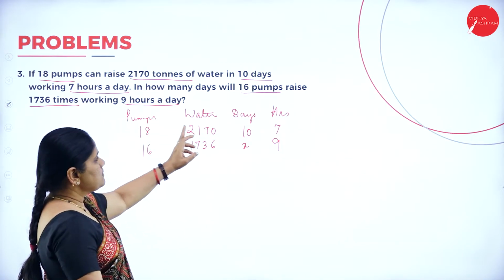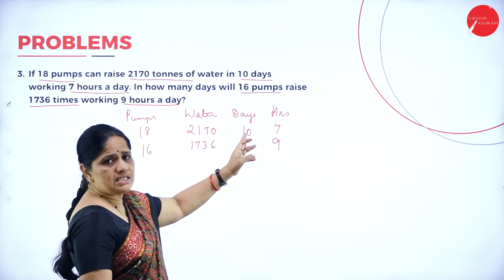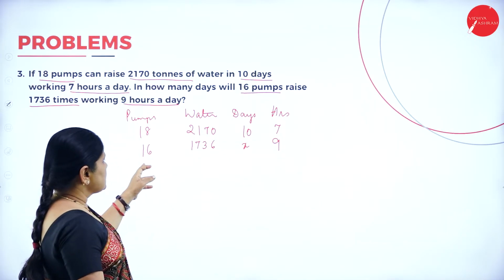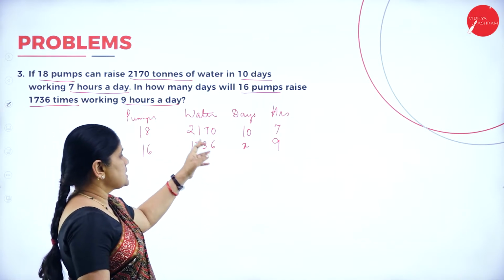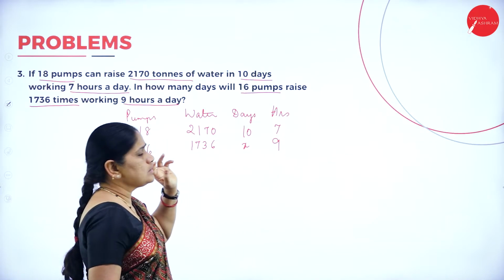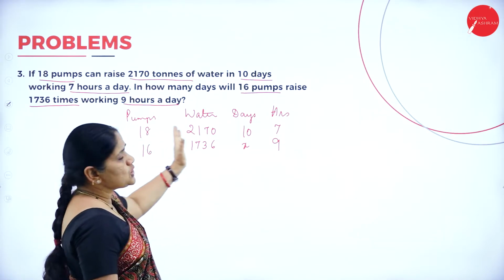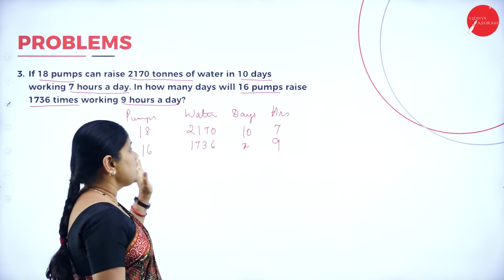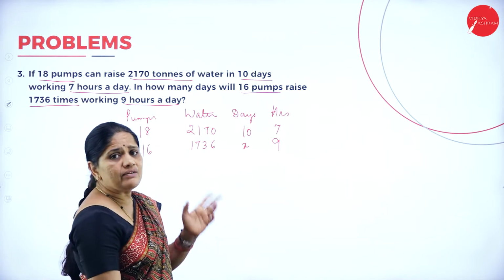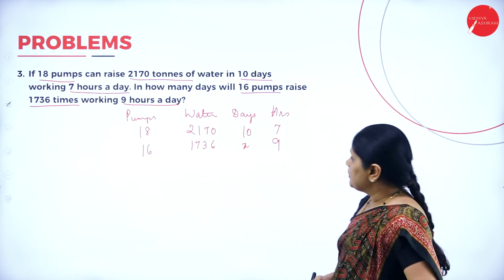So 18 pumps, 2170 tons of water, 10 days and 7 hours. So 16 pumps, 1736 tons of water. We don't know the number of days and we know the number of hours is 9. Now we compare each one with the number of days, and decide whether it is inverse proportion or direct proportion.